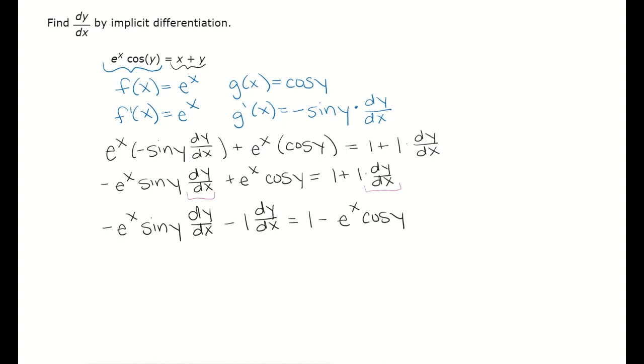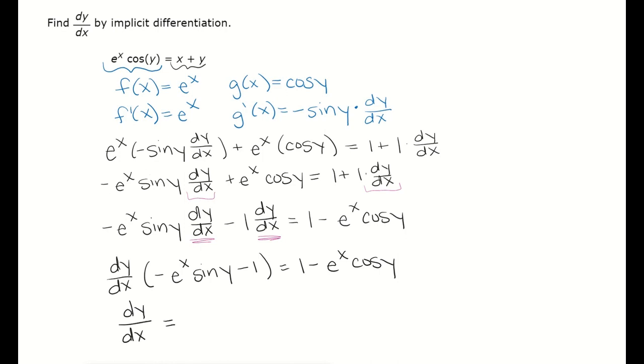You can see that we can factor out dy over dx from both terms on the left, which leaves us with dy over dx times negative e to the x sine y minus 1 equals 1 minus e to the x cosine y. Now we have to divide both sides by the terms in parentheses on the left to get dy over dx alone. So dy over dx equals 1 minus e to the x cosine y over negative e to the x sine y minus 1. And that is your answer.